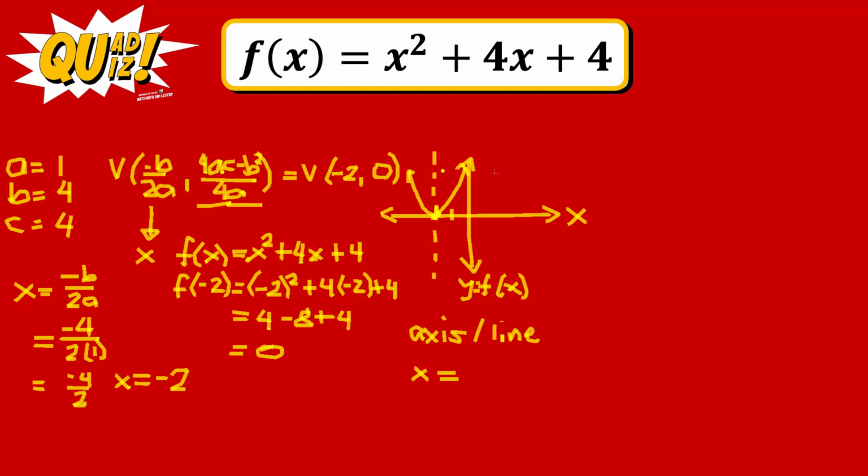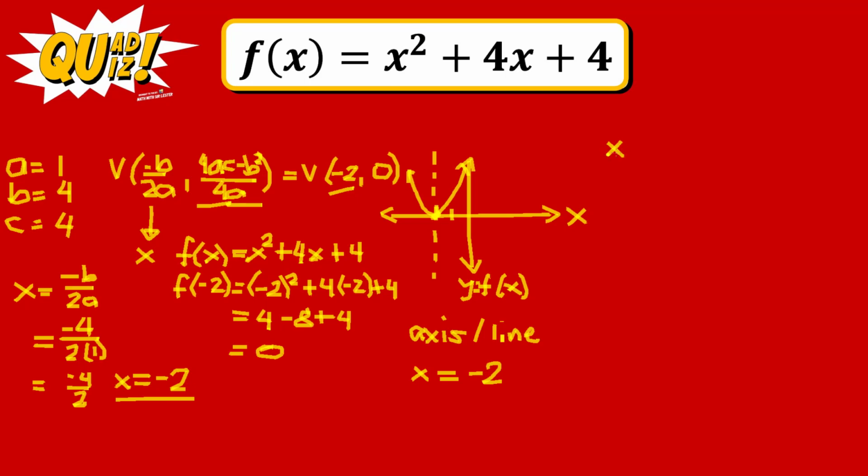Even without this graph, we can determine the axis or line of symmetry by simply picking out the x-coordinate of our vertex, because it is the point where this vertical line intersects the x-axis, and the value of x for this point here, which is actually our vertex, is negative 2. That is why the axis or line of symmetry is x equals negative 2, similar to the x-coordinate of our vertex. So even without this graph, you can automatically solve for the axis or line of symmetry just by picking out the x-coordinate of your vertex. Okay, that's your axis or line of symmetry.